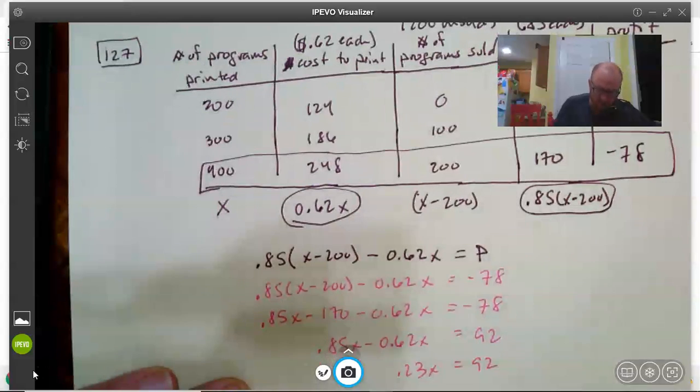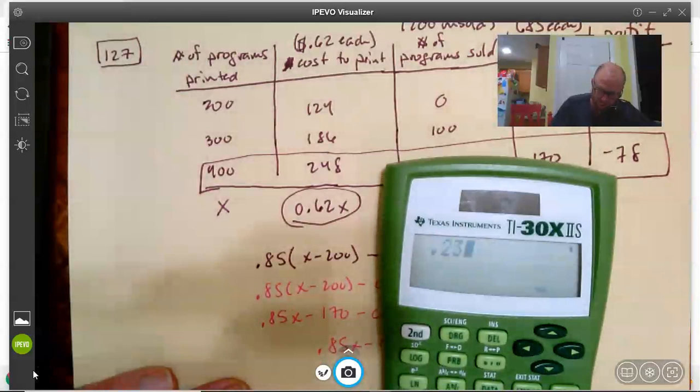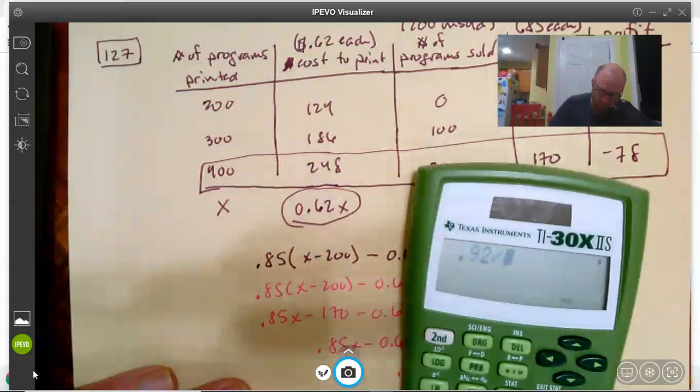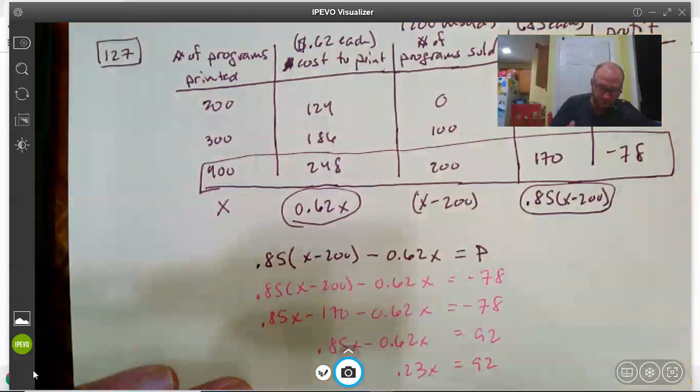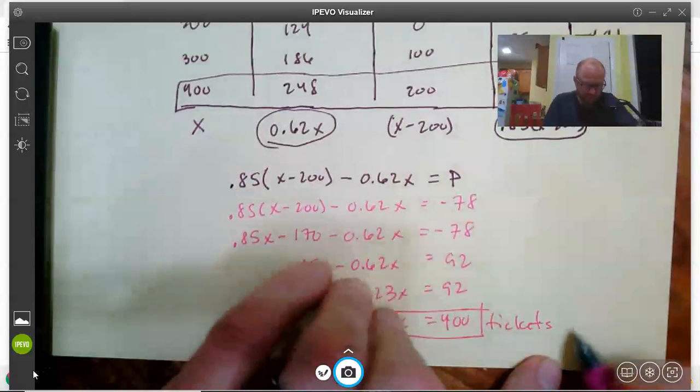And then we'll just divide by 0.23 on each side. 92 divided by 0.23 is 400. So 400 programs printed.